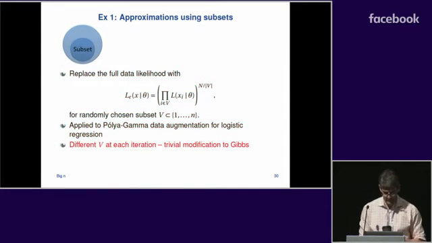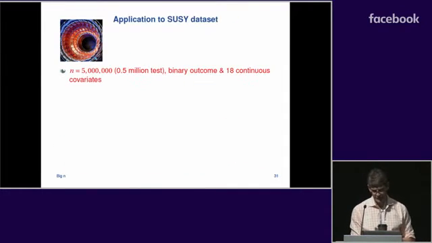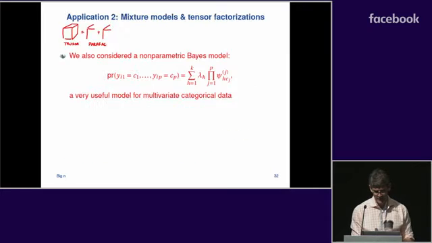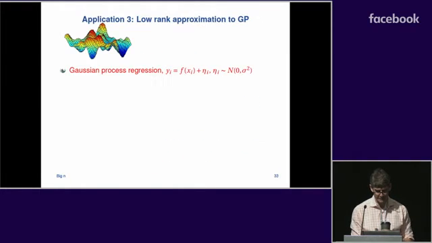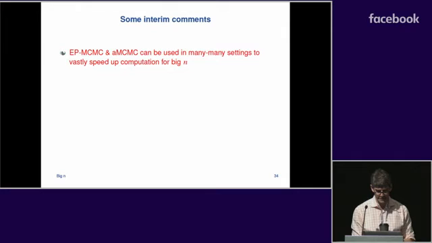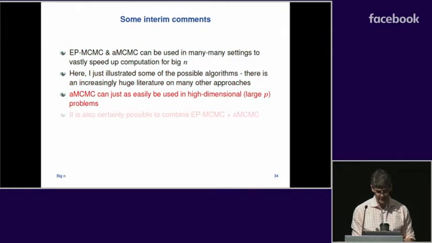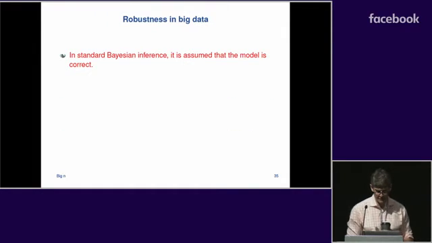Okay, so I'm just going to skip over this. You could do it for subsets. You can do it for binary outcomes. You can do it for mixture models. You can do it for GPs, et cetera. And so I want to skip to the robustness problem.